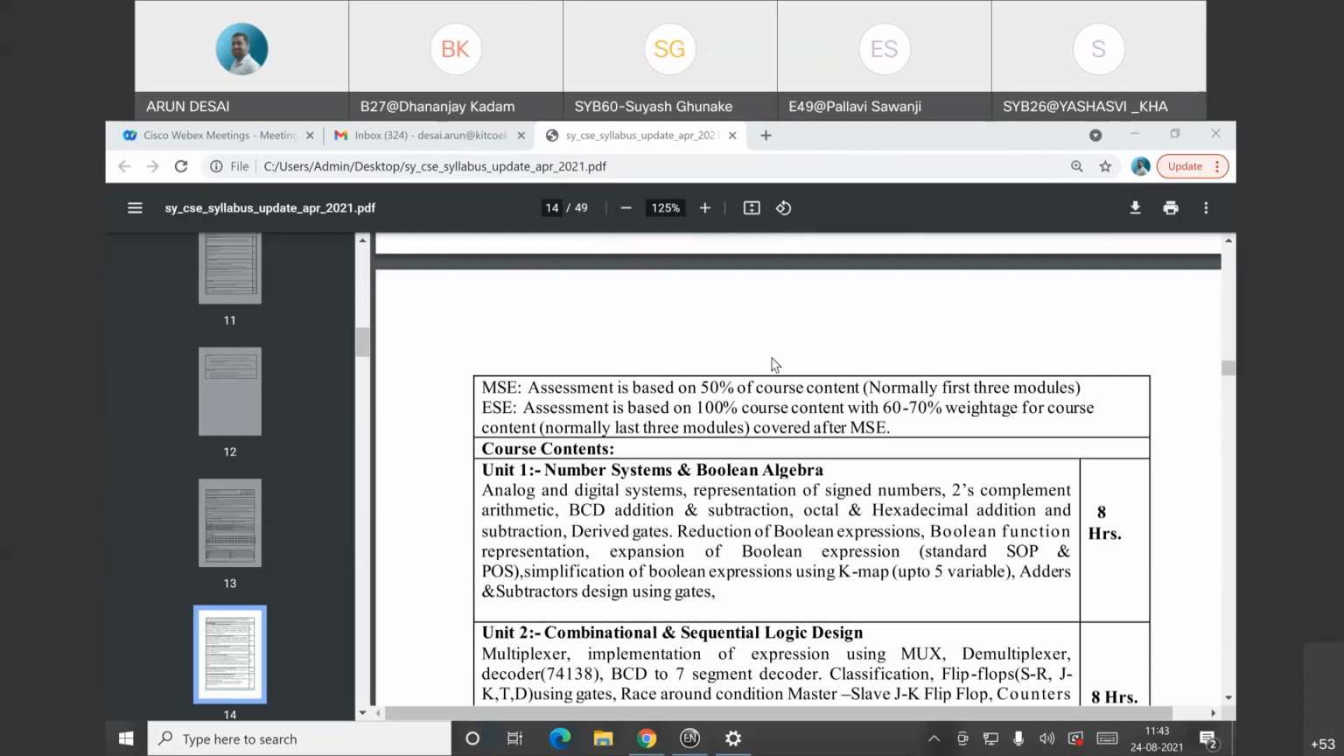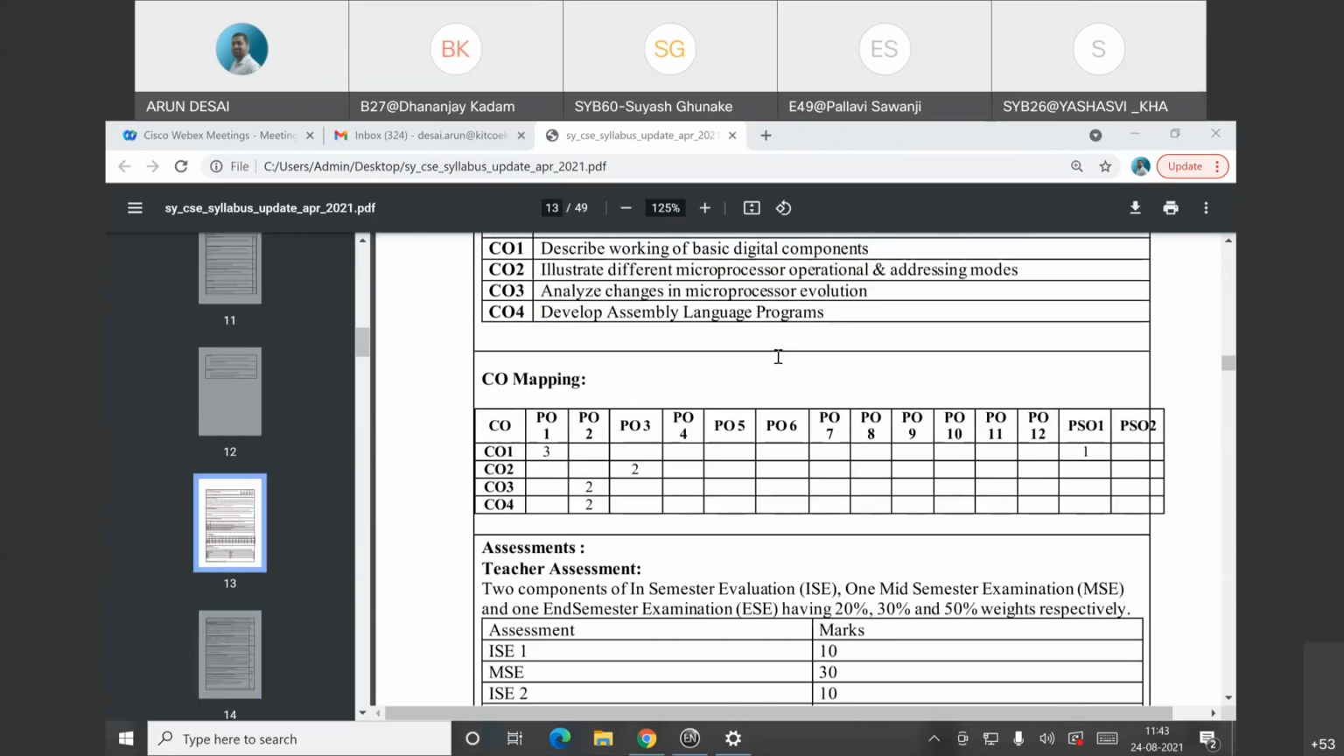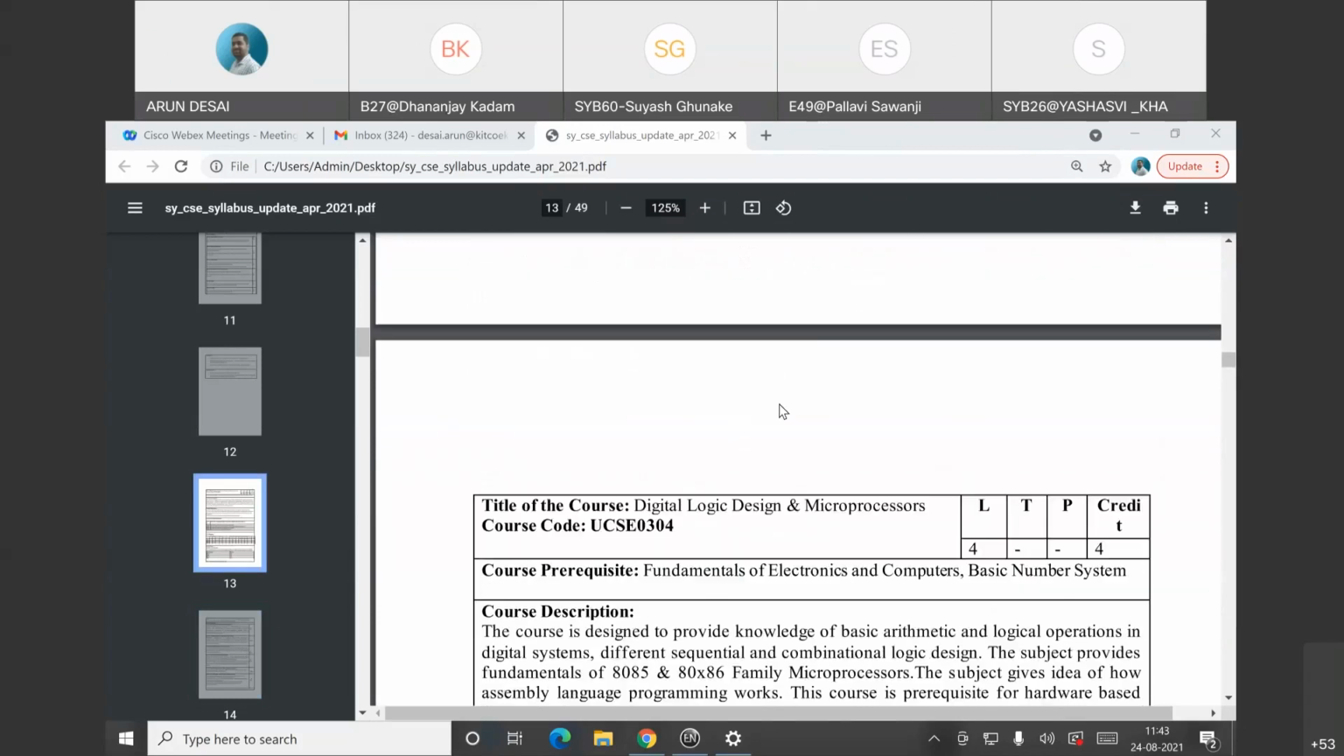So this is about your subject. First is the name of the subject, which is Digital Logic Design and Microprocessor. It has two separate parts included in one subject. One is digital logic, based on which you're going to design some circuits, and the other is microprocessor. So we have combined two subjects in your syllabus.